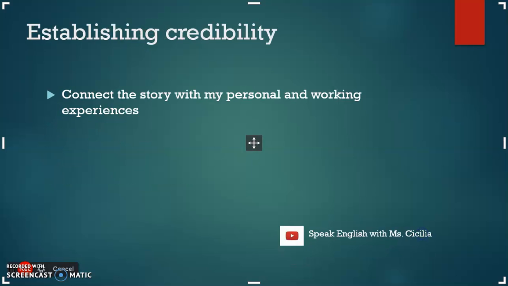Establish credibility in your attention gatherer. Credibility means trustworthiness or reliability. Without credibility, it will be hard to make your audience listen to you. If you use a story as your attention gatherer, for example, you should connect it with your personal or working experiences.